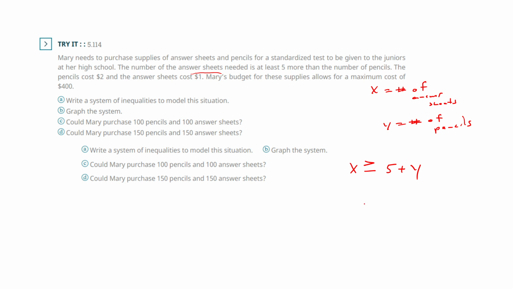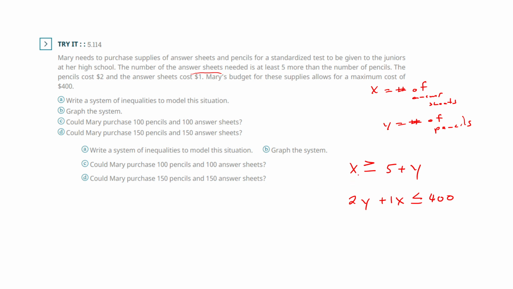The pencils cost, well, 2y. And the answers are 1 per answer sheet. And her total cost, so this is cost now, 2 times y and 1 times x. For a maximum cost, we cannot be any more than $400. Now we have our 2 systems, and then we would graph them. I think I'm going to skip graphing them, but I would set them up.